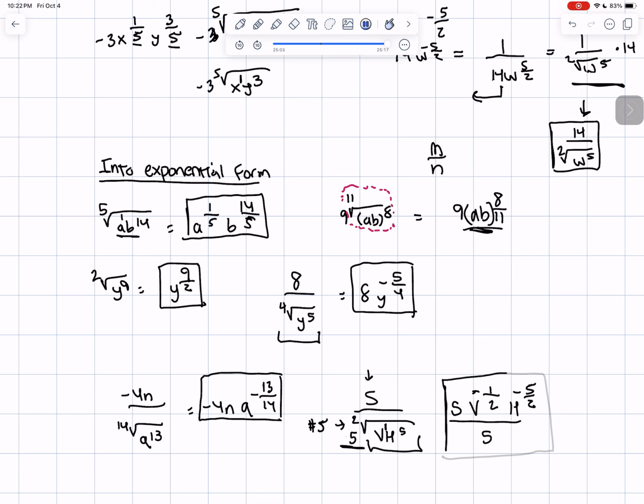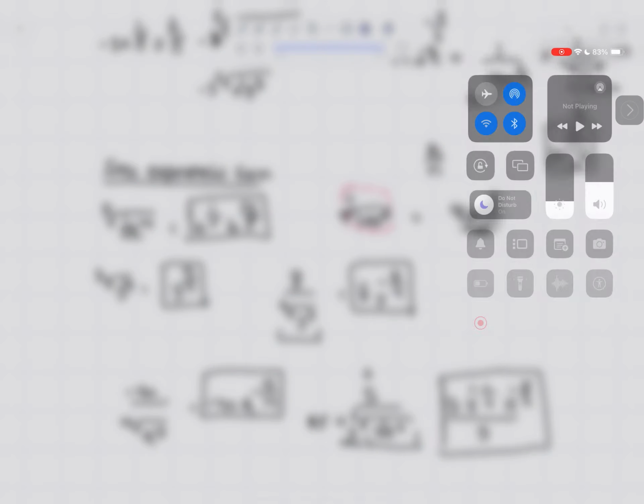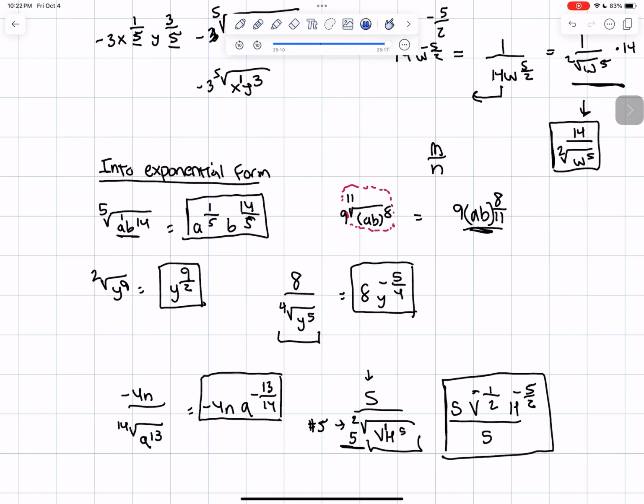So that's how you put your equations into radical form and exponential form. The next video, we will go over the law of exponents. And then the last video will be on distributive law.